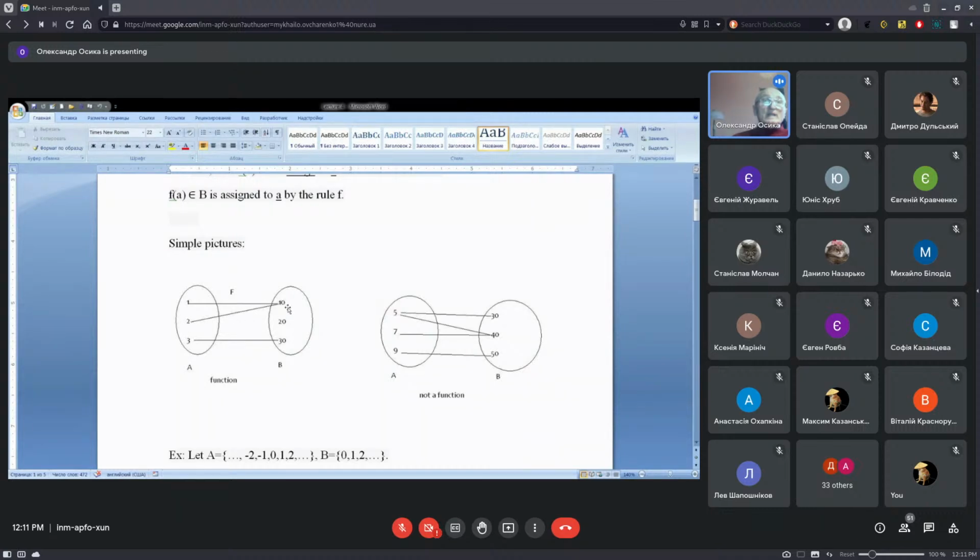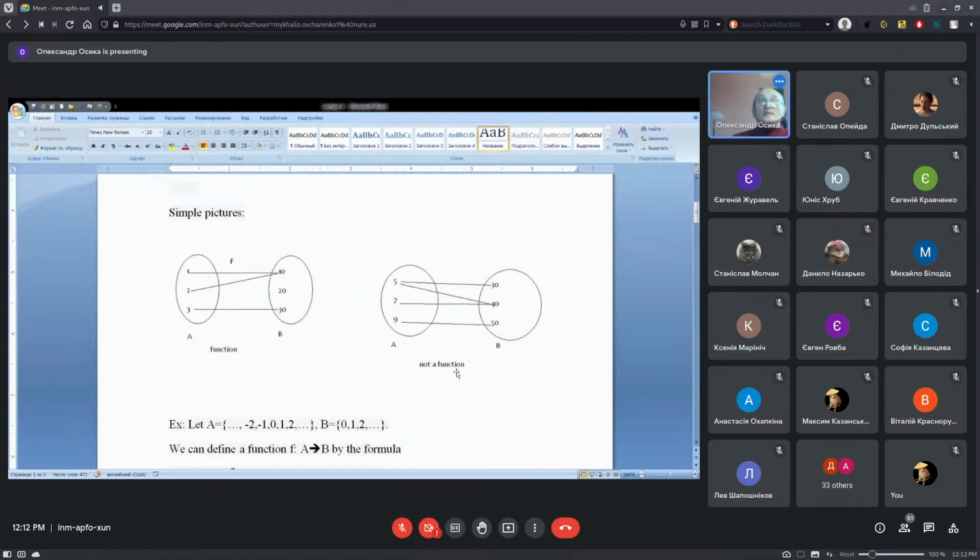2 only 10, 3 only 30, nothing else. And if we have such a relation, because it is a relation between two sets A and B, a relation is like this. 5 belongs to the set which is supposed to be a domain, but it has two corresponding elements in the set which is supposed to be the range.